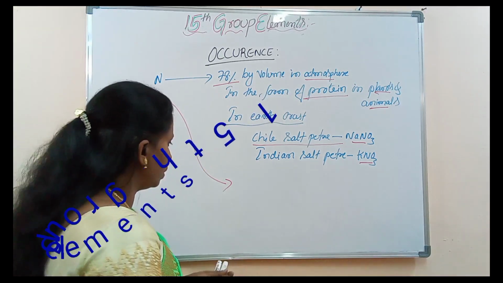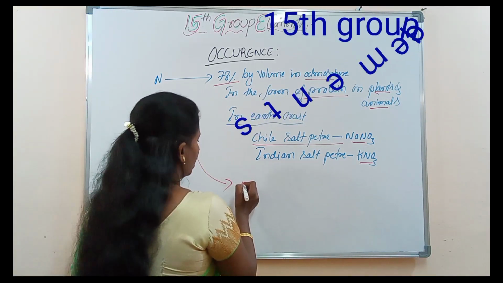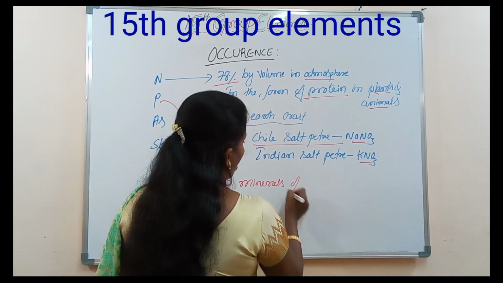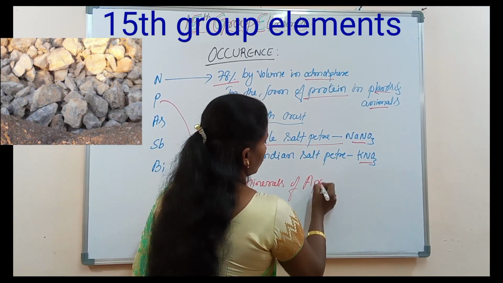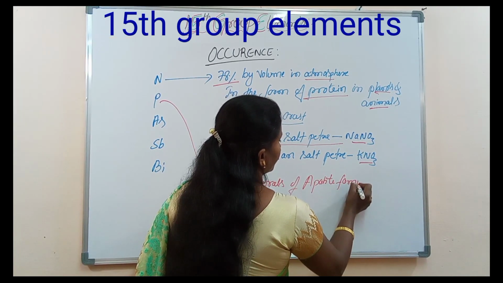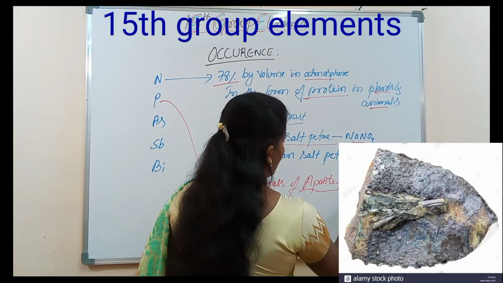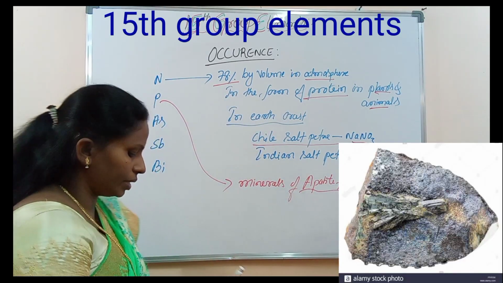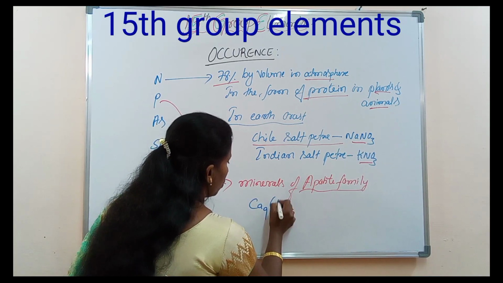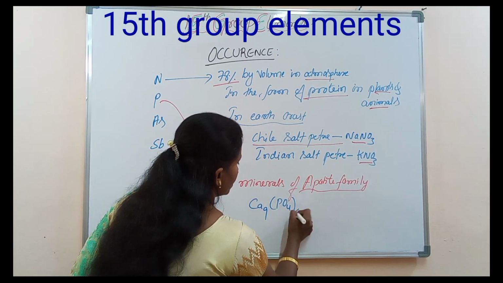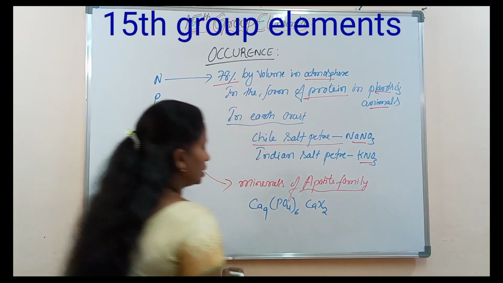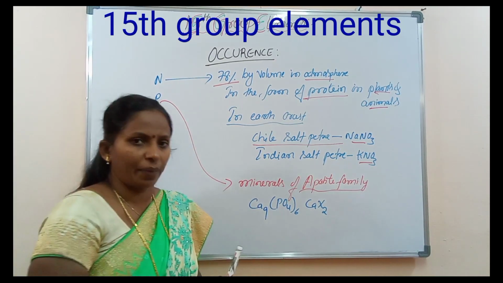Phosphorus is available in the form of minerals of the apatite family. The general formula of the apatite family is Ca9(PO4)6CaX2.